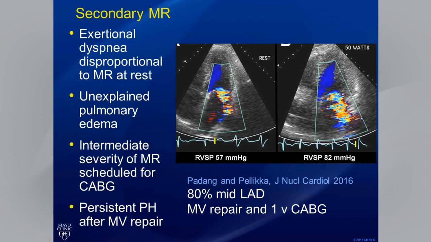In this example, we see there was the development of lateral wall ischemia in a patient who had a stenosis of the LAD. This patient ended up requiring mitral valve repair and one vessel bypass grafting. You can see the marked increase in mitral regurgitation. This was accompanied by an increase in right ventricular systolic pressure in this patient.